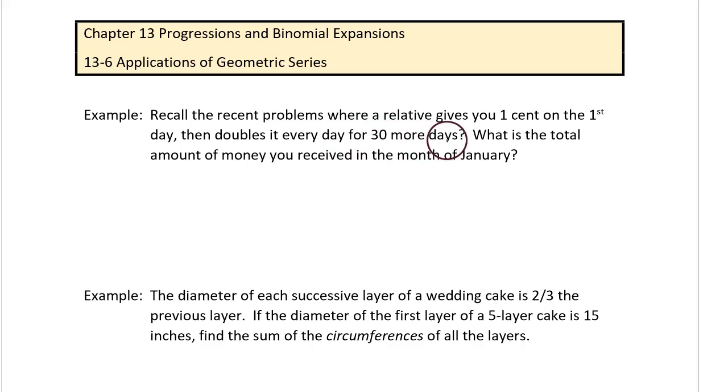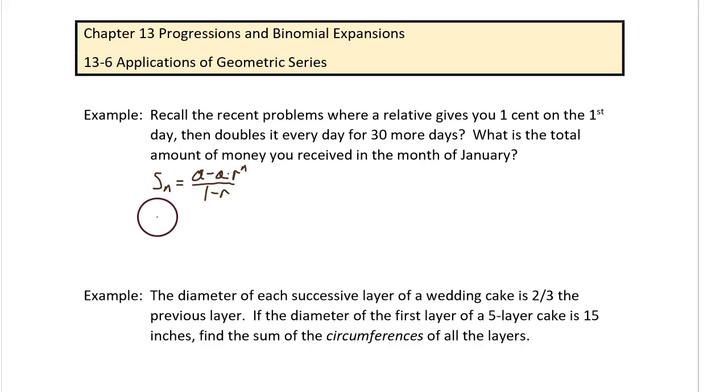In that question, we asked how much money was earned on the 31st day of January, and it was a large amount of money. Now this question is, what is the total amount of money you receive in the month of January? So this time it's asking us to sum the money earned from all 31 days. To do this, let's use the sum formula. S sub n equals a minus a times r to the n over 1 minus r.